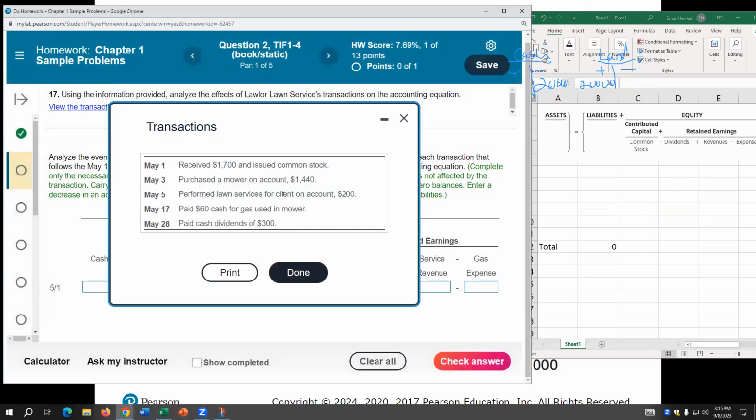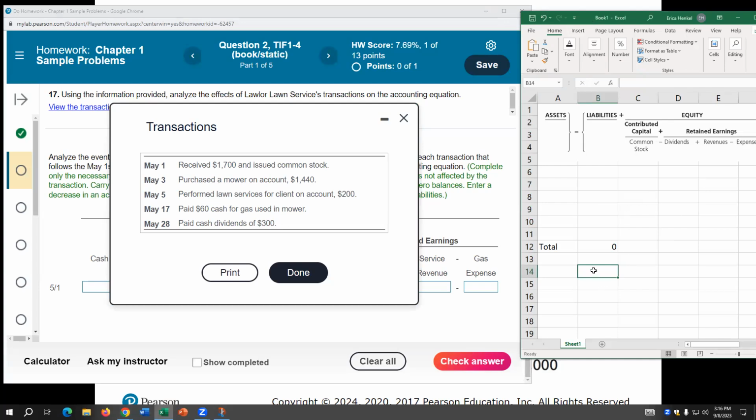So the first transaction we have is receiving $1,700 to issue common stock. So take a second and just look at your accounting equation in MyLab and think about it the way that I did it there with the T account, right? I could actually do this in Excel here as a T account also. Yeah, it's a little more complex. Common stock and cash.